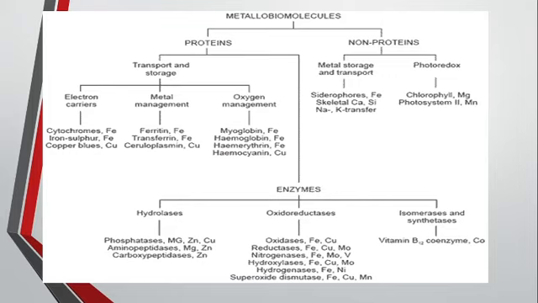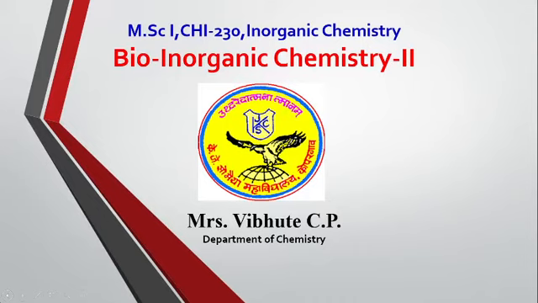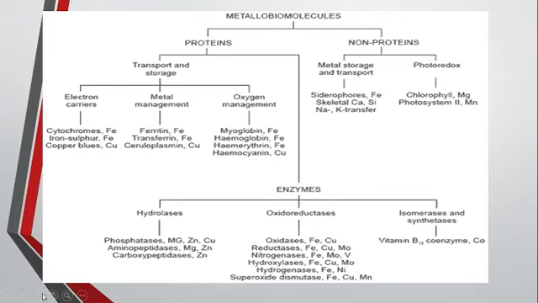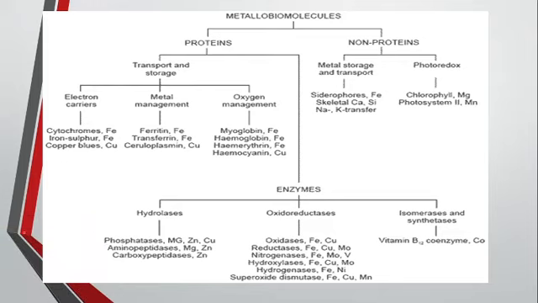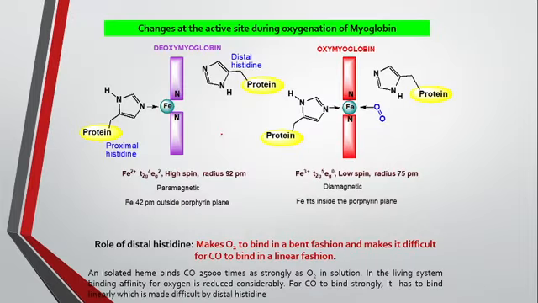We already discussed the metallobiomolecules and the proteins which are used for transportation and storage. We learned the electron carrier proteins, and next, the oxygen carrier and storage protein. Last lecture we learned about the structure of myoglobin and hemoglobin. Today we are going to start the next topic related to hemoglobin and myoglobin.